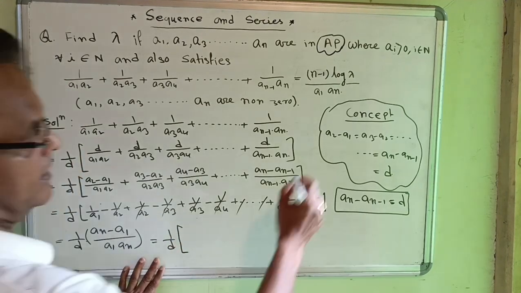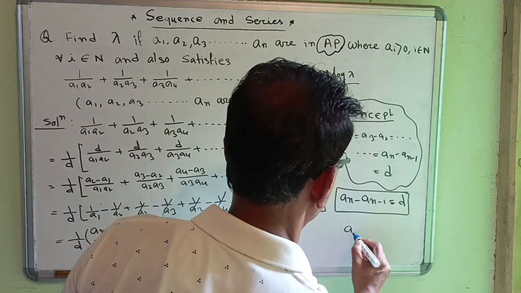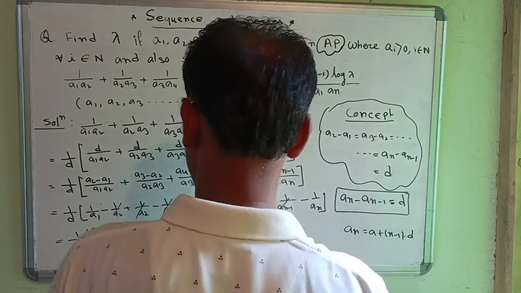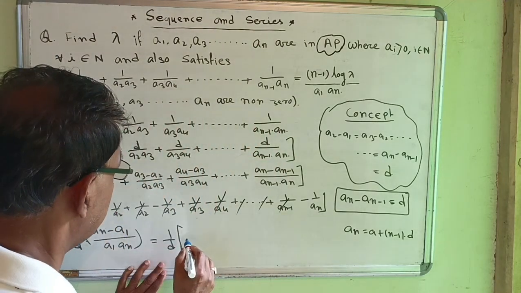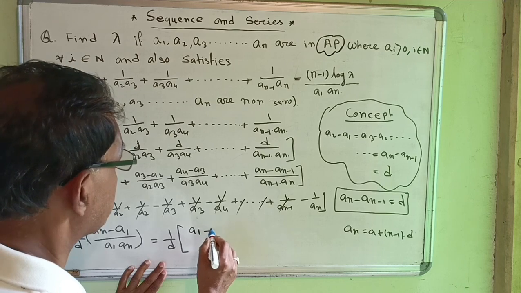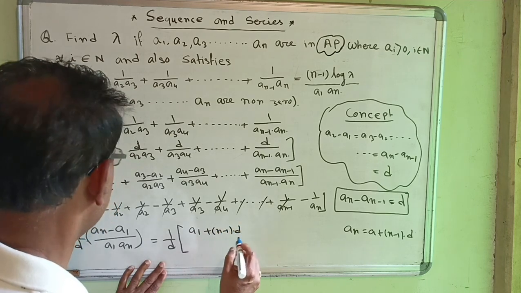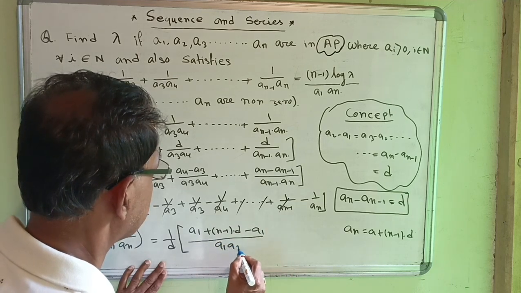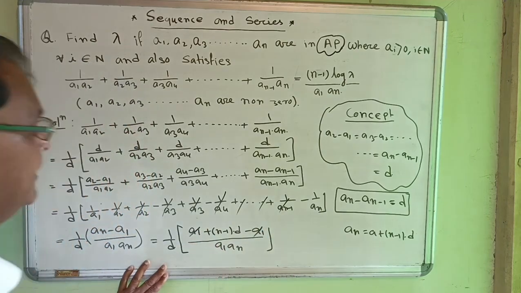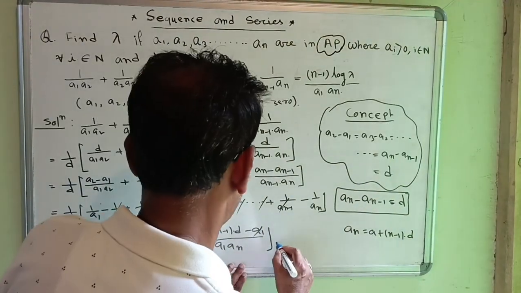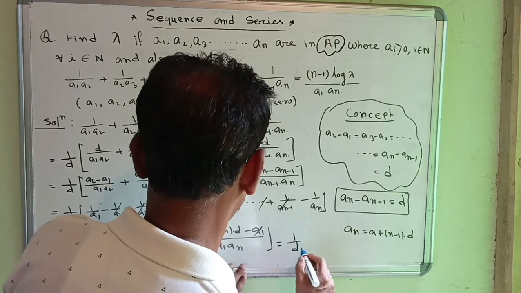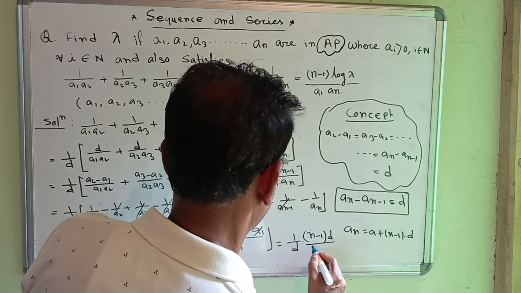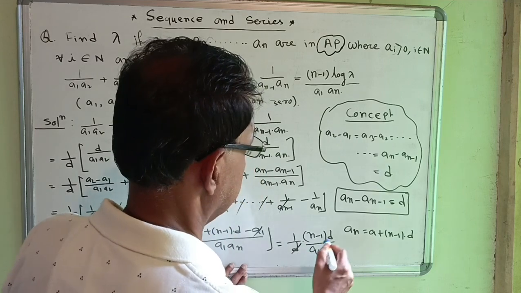Now an is equal to a plus n minus 1 into d, where the first term is a1. Therefore we get a1 plus n minus 1 into d minus a1, divided by a1 an. The a1 cancels, and then we get 1 by d into n minus 1 into d by a1 an. The d cancels.